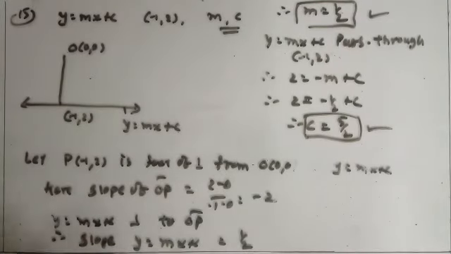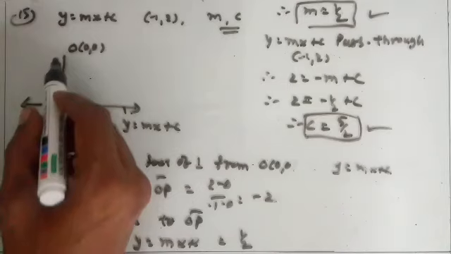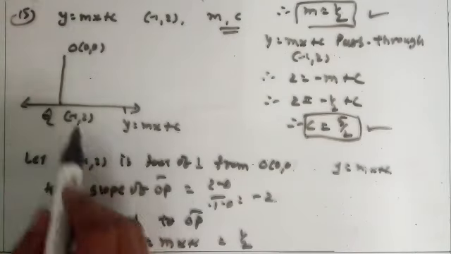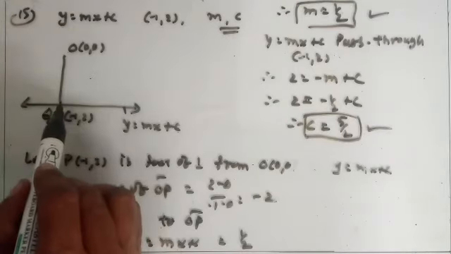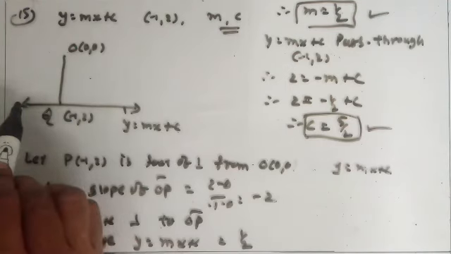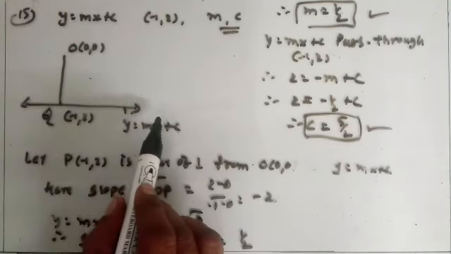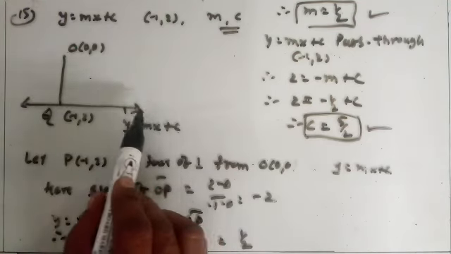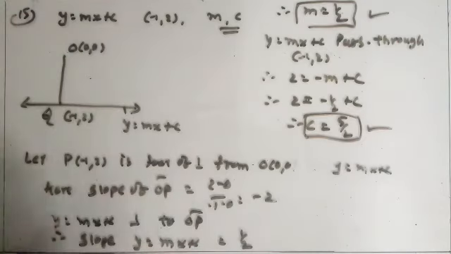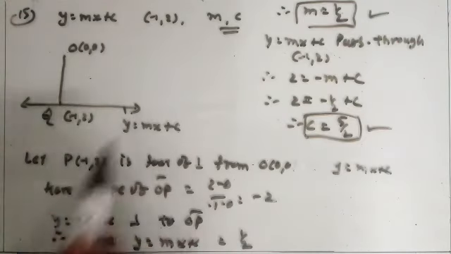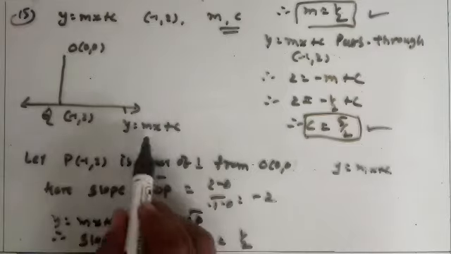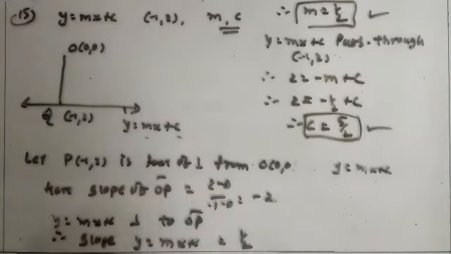Second method: find the slope of OQ. Using that slope, we get the slope of this line y equals mx plus c. Using the slope and the point, get the equation of the line and compare both equations to get the values of m and c. Clear?